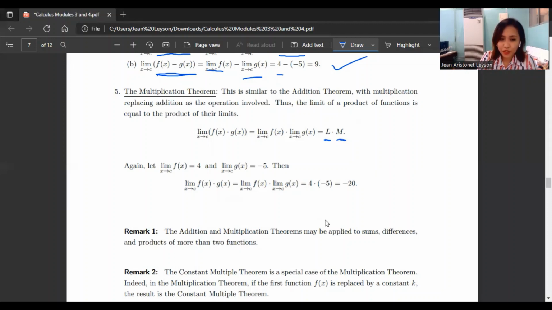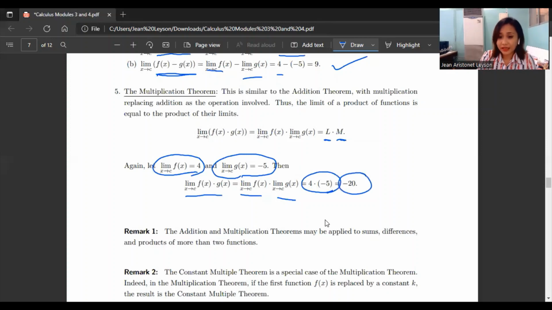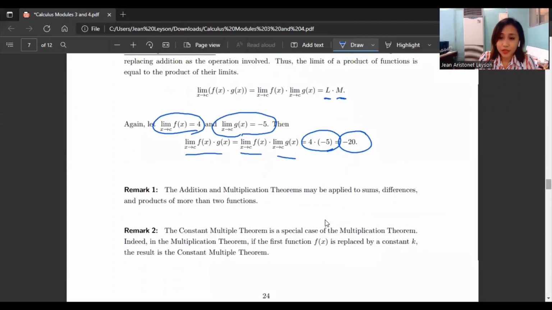So, as an example, using the given from earlier, the limit of f of x times g of x as x approaches c. So simply multiply their individual limits. That's 4 times -5, which is -20. So we have some remarks over here.